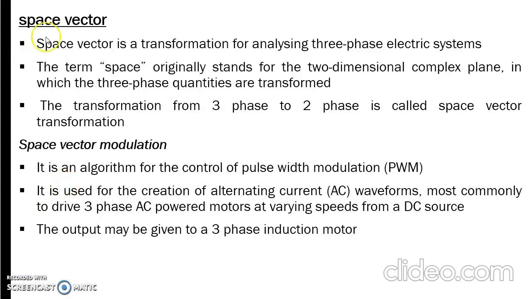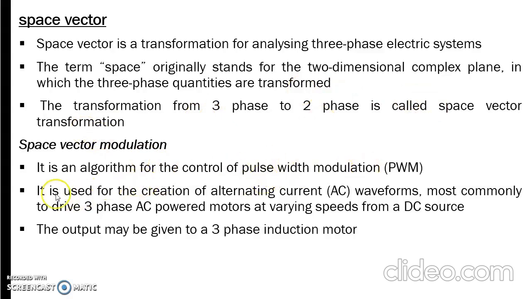The term space originally stands for the two-dimensional complex plane in which the three-phase quantities are transformed. The transformation from three-phase to two-phase is called space vector transformation, that is, by using Clarke and Park transformations. And space vector modulation is an algorithm. This algorithm uses the space vector transformation for the control of pulse width modulation.